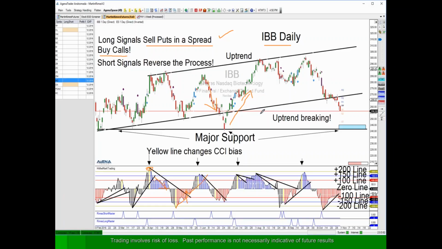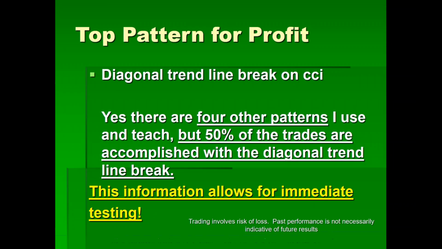This is about as simple as you can get. What's the key? Momentum, movement, that's the key. That's the key in anything you trade using this methodology. If you're not moving, then you are as if you're in a boat in the middle of the lake and you've got no oar, no paddle. So the top pattern for profit, I'd say this is about in 50% of the trades we use. We're looking for that diagonal trend line break. There's about 4 other patterns that I will use and teach, but this is a great start for you.